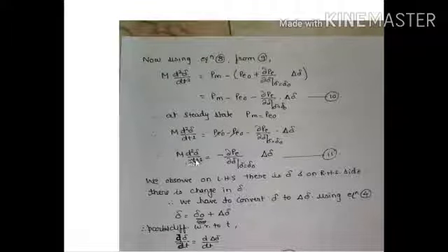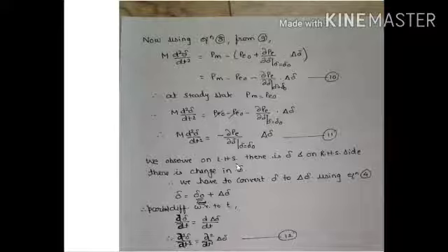So what do we obtain finally? M d square delta by dt square is equal to minus del PE by del delta at initial condition of angle delta 0 into del delta. Right? Call this equation 11. Now we observe on the left hand side there is a term delta, right? And on the right hand side there is a change in delta. Now we have to make these two terms equal, as we have written the equal to sign.